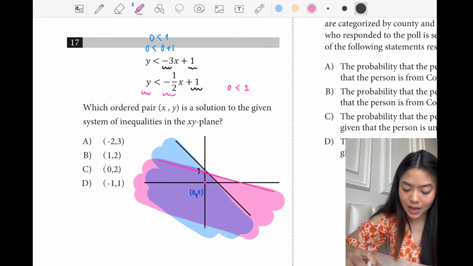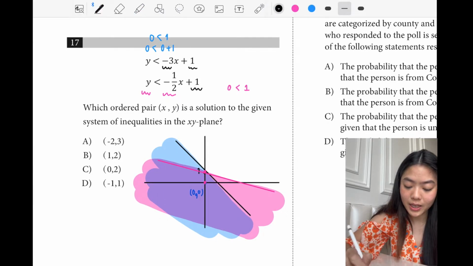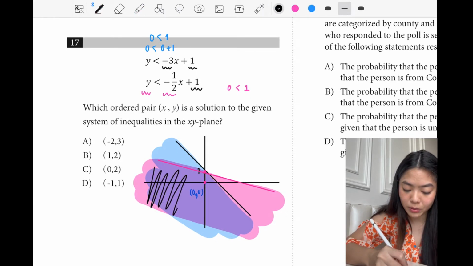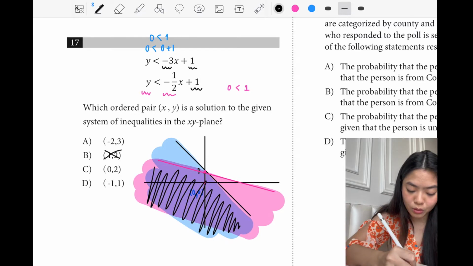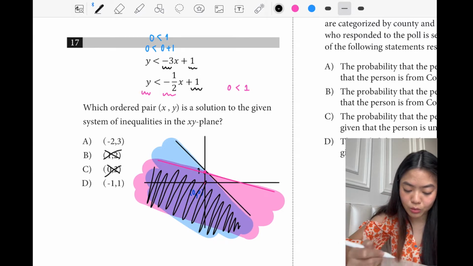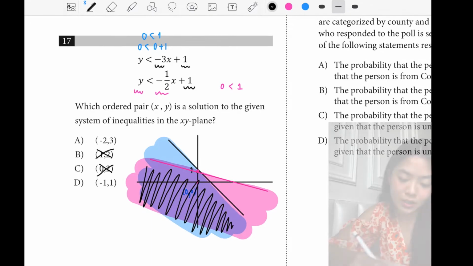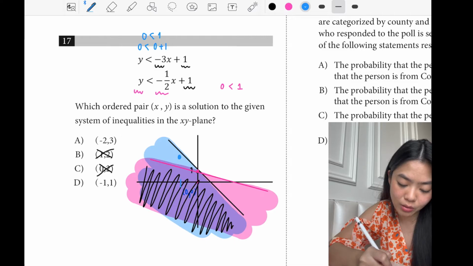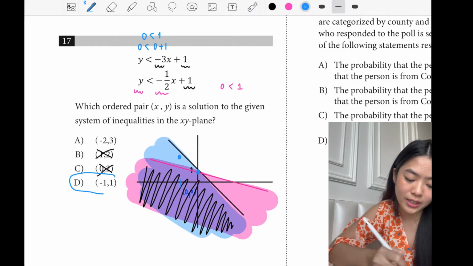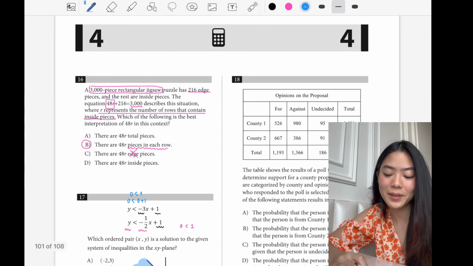Okay, and then the answer will be the part within purple here. Okay, which one is the answer? So (1, 2) no, (0, 2) no, (negative 1, 1), or (negative 2, 3). Okay, if you take a look, (negative 2, 3), negative 2 and then 3 would be here because it's above 1 here, therefore the answer would be D.